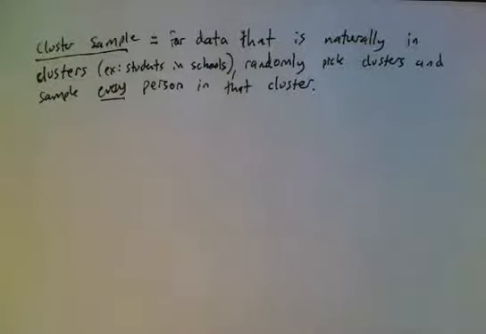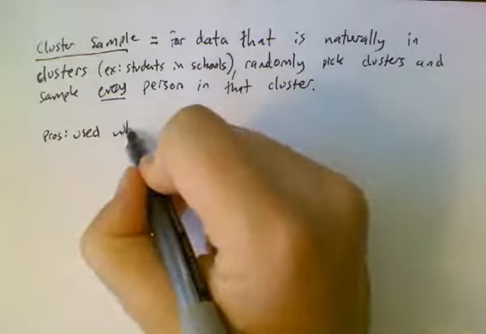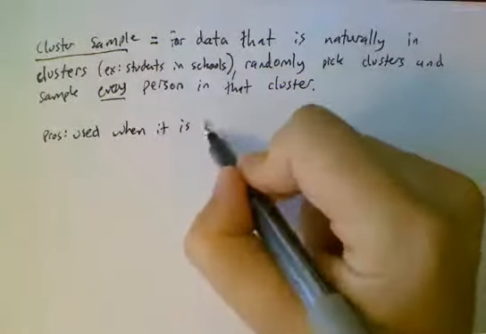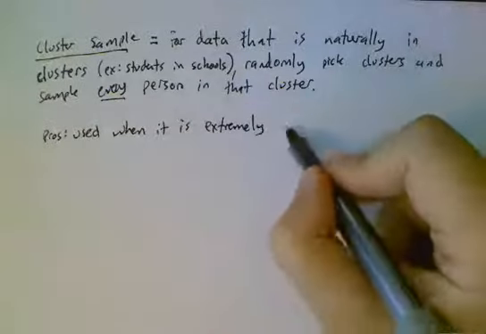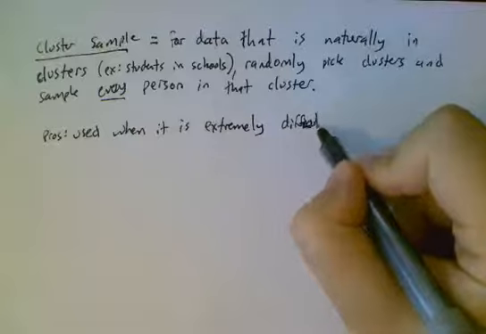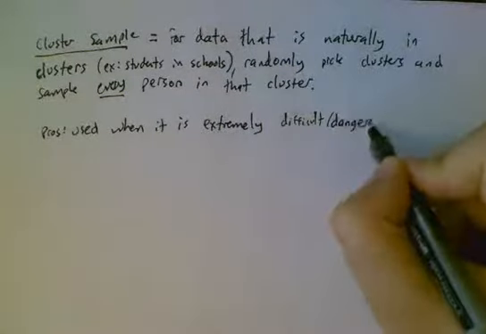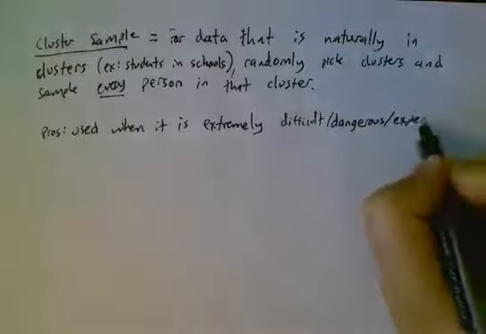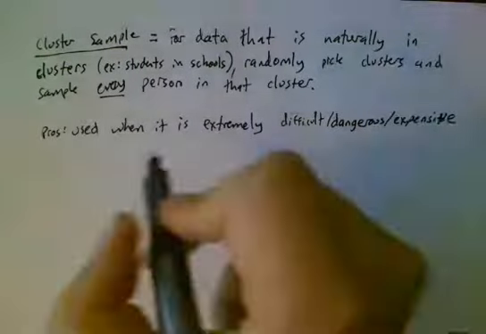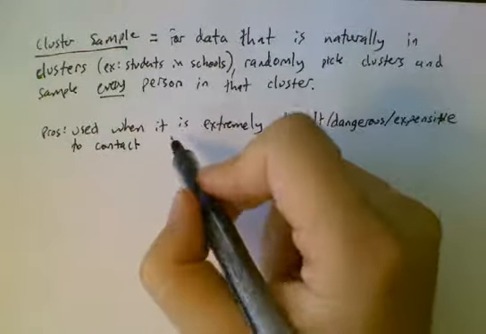So this is used when it's extremely difficult or expensive to contact randomly selected people. Here, I'll rewrite that: dangerous or expensive to contact randomly selected people.